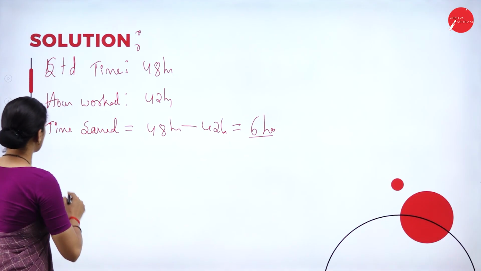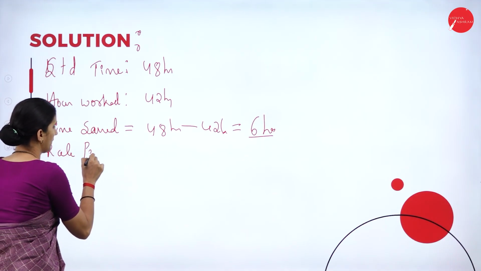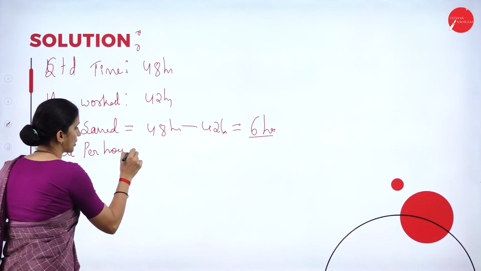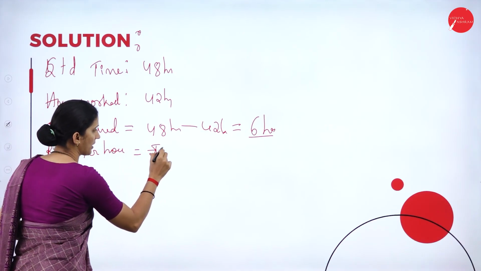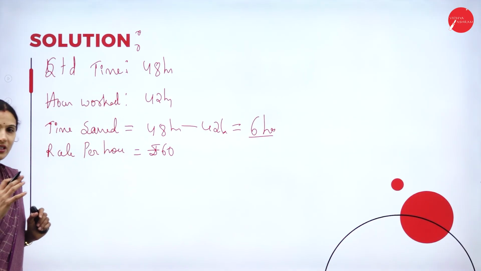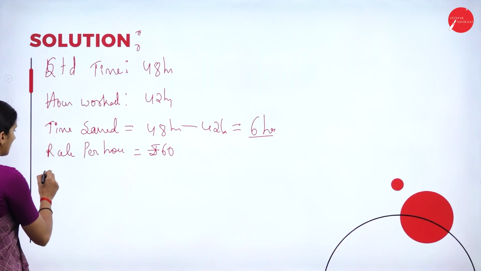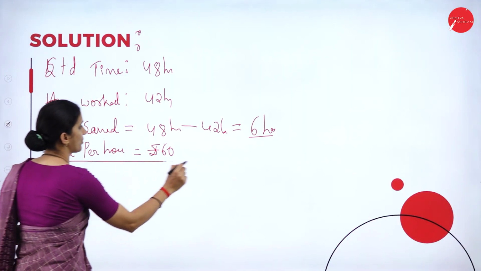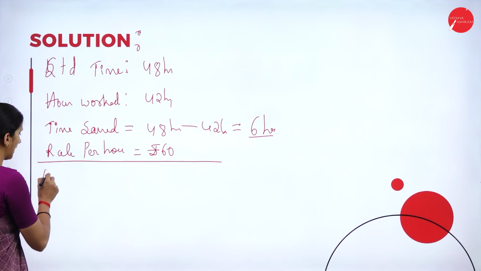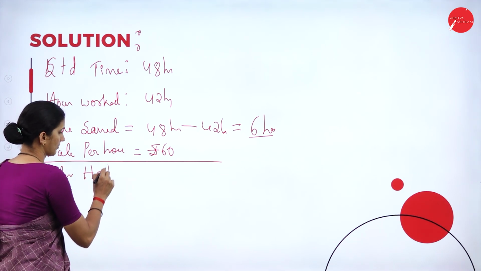And then one more thing given in the question is the rate per hour, which is rupees 60. So now you have all the information, and you can apply the formula here. First we will calculate under Halsey's plan.